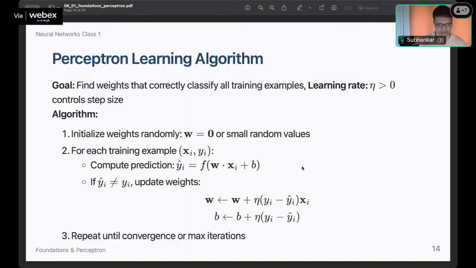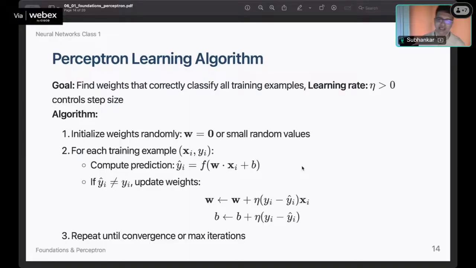But then the perceptron learning algorithm. It is very simple. Let's say we have a bunch of examples x comma y. We want to know what w and b are. We first initialize the weights, let's say w is equal to 0. For each training example xi and yi, we compute the prediction, yi hat is equal to f of wxi plus b. If the predicted value and the actual value don't match, then we update the weight and the bias with the help of the gradient. That's all we do.